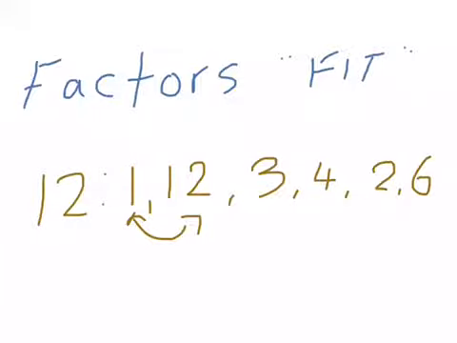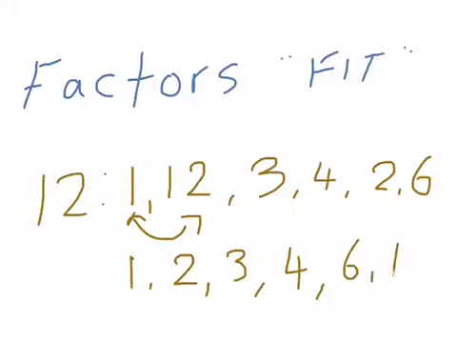So once you've got them in partners, it may be easier to write the numbers in ascending order, so from lowest to highest. So we have 1, 2, 3, 4, 6, and 12. So looking at your factors of 12, they are in ascending order, they all have partners, and they are all the numbers that fit into 12 without any remainders.